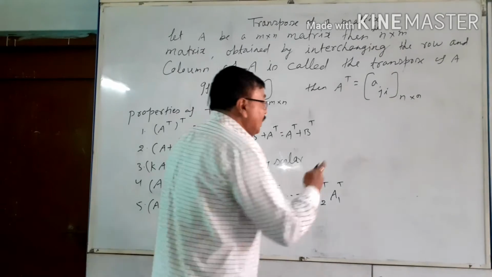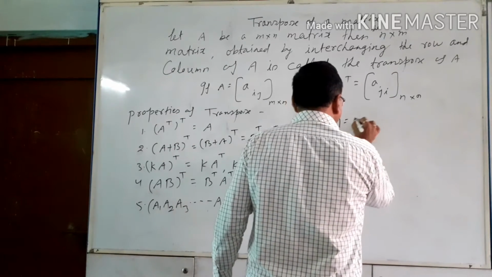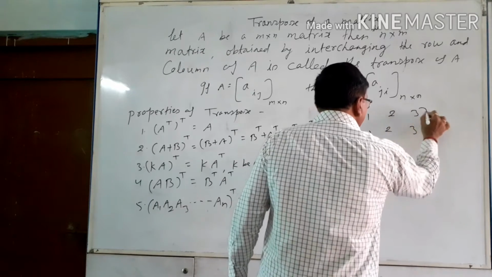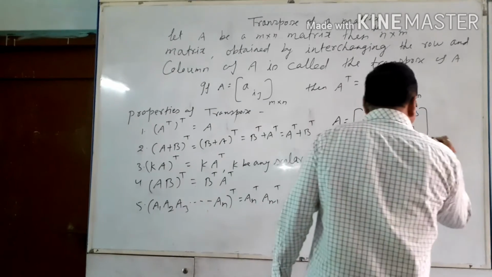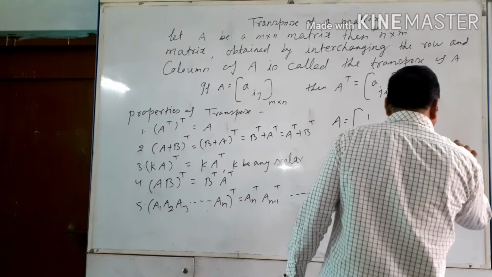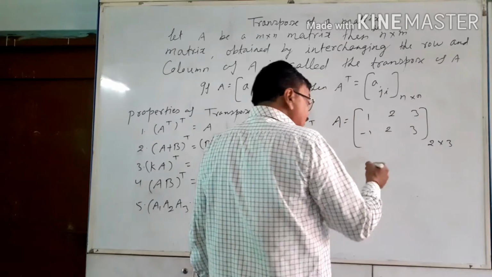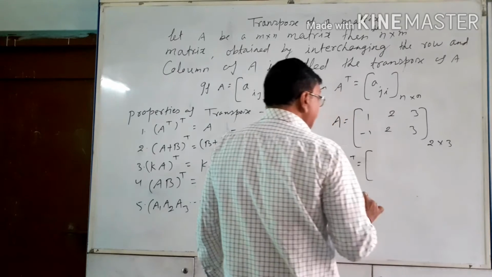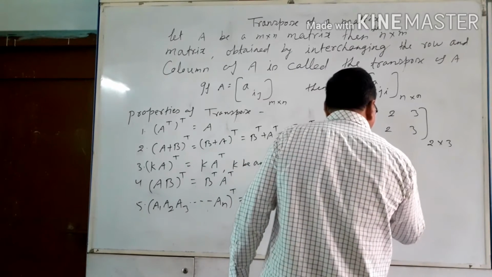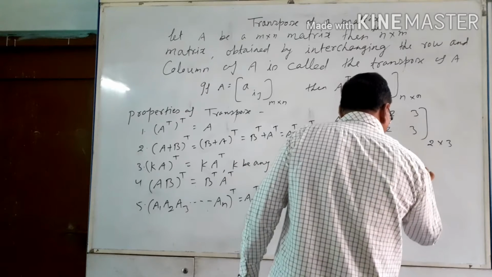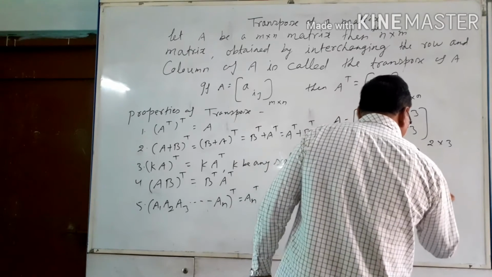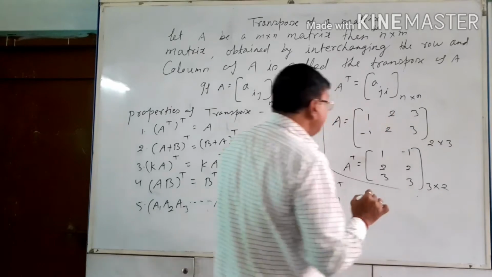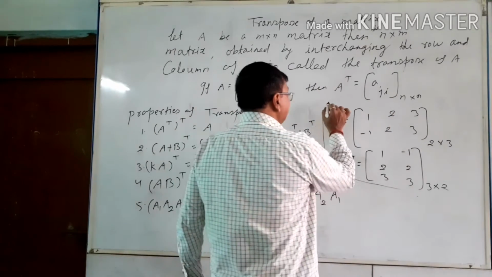Let us see. If A equals 1, 2, 3, minus 1, 2, 3, it is a 2 by 3 matrix. If we write A transpose, then it will be 1, 2, 3, minus 1, 2, 3, and it becomes 3 by 2. This is the process, that is the example.